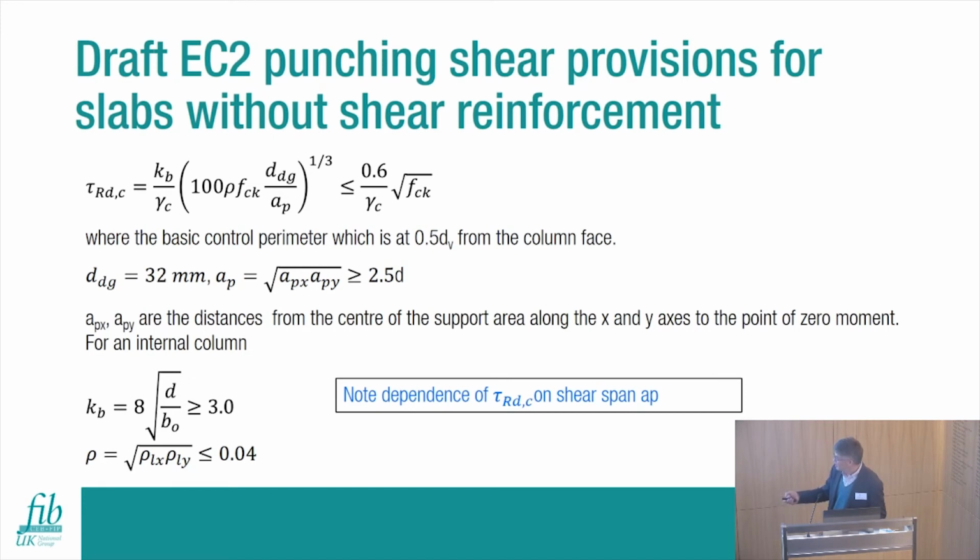The term ddg takes account of the size of the aggregate, and it can normally be taken as 32 millimeters for aggregate greater than 16 millimeters, but with high strength concrete, it is reduced.